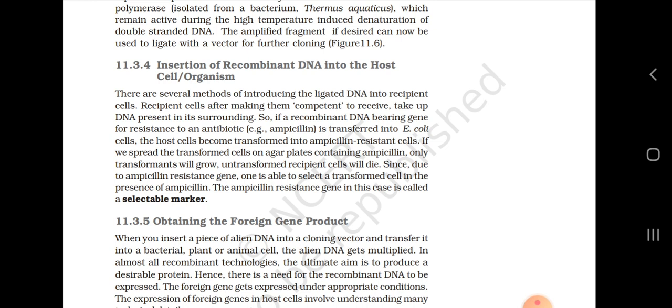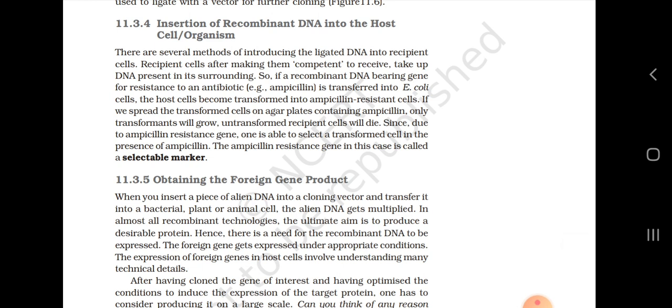Okay, if the recombinant DNA carrying antibiotic resistance, like suppose ampicillin, is transferred into the E. coli cells, the host cells become ampicillin resistant. Now, the ampicillin resistance gene in this case is called a selectable marker. Now, on growing transformed cells on agar plates containing ampicillin, only transformants will grow and the others will die.